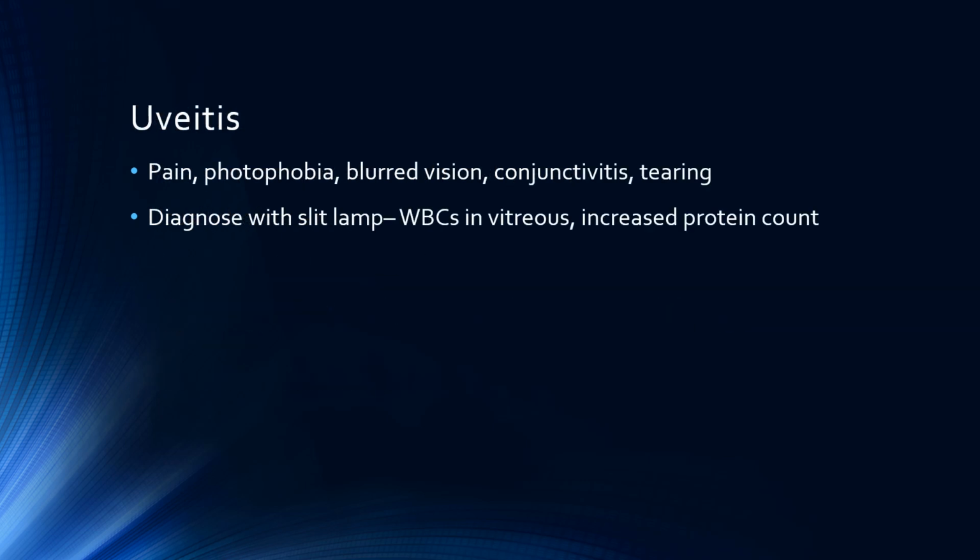Uveitis presents with pain, photophobia, blurry vision, conjunctivitis, and tearing. We can diagnose uveitis with a slit lamp. You'll see white blood cells in the vitreous, and you'll see increased protein count.